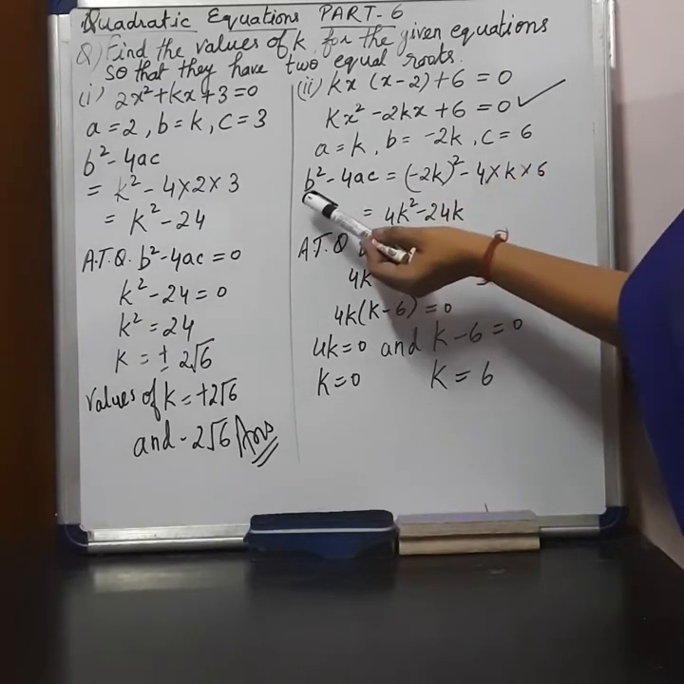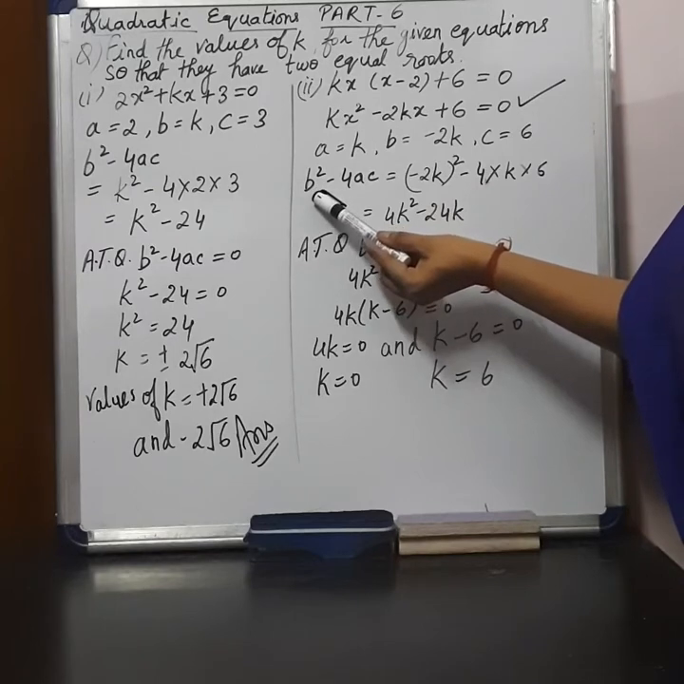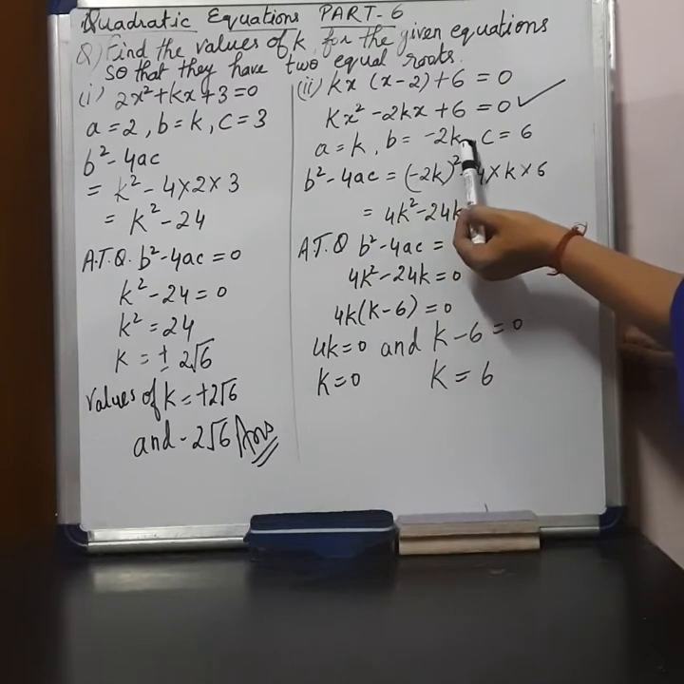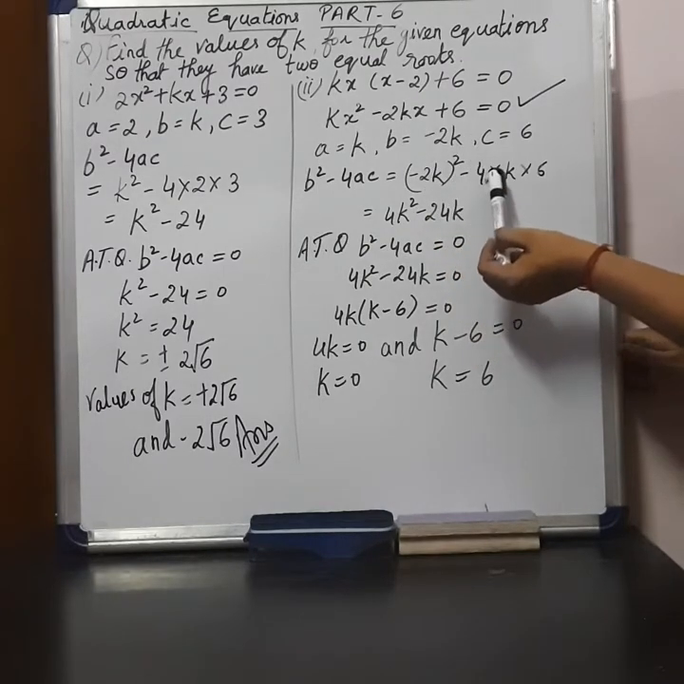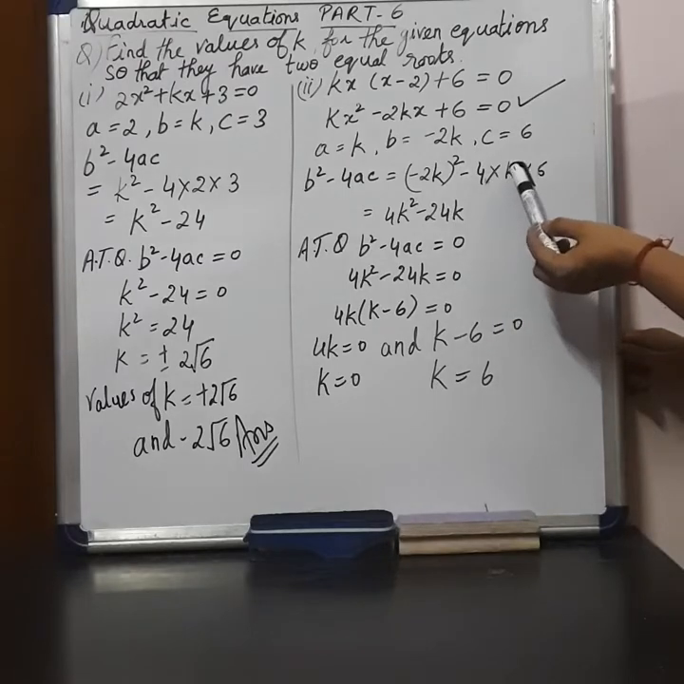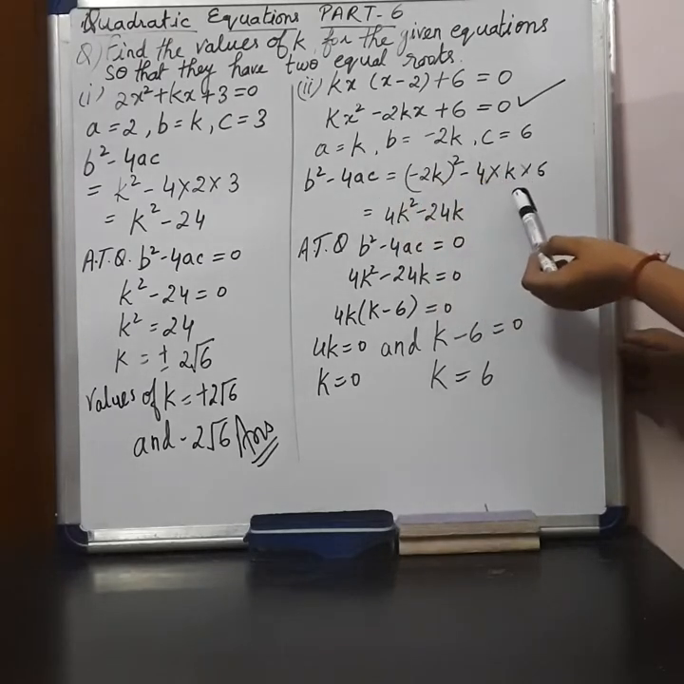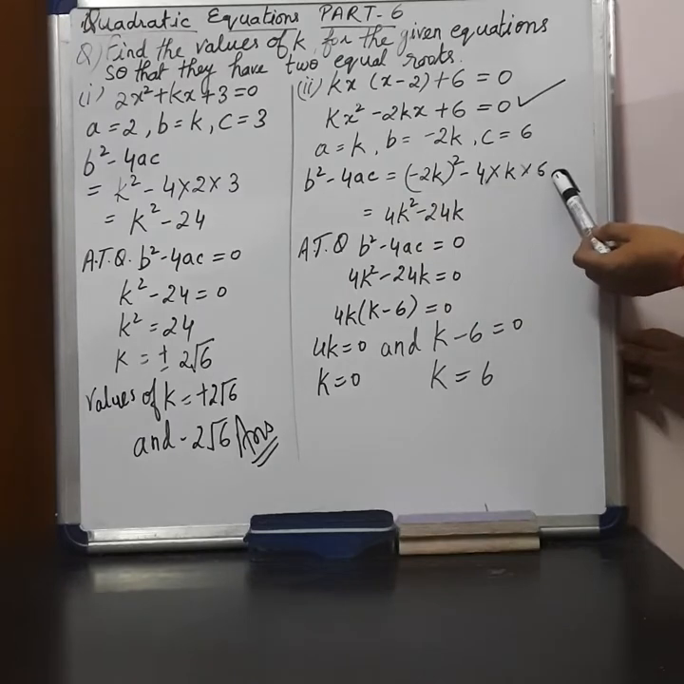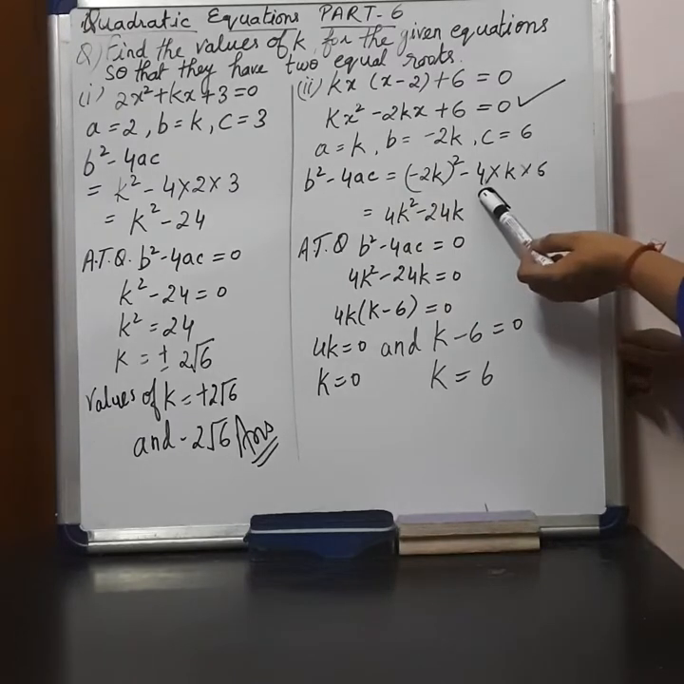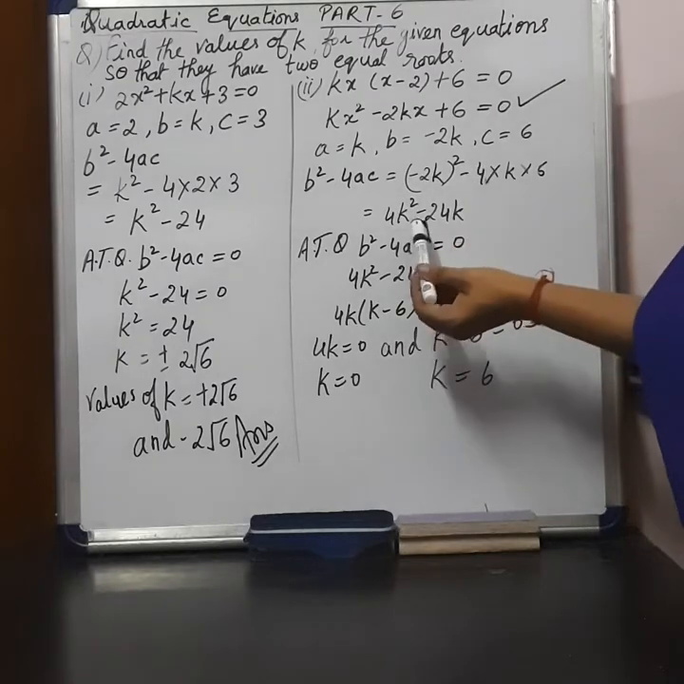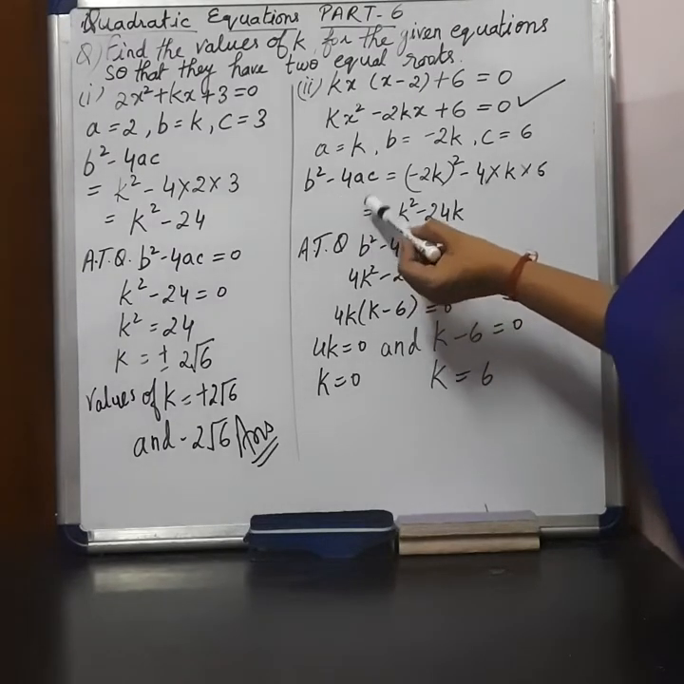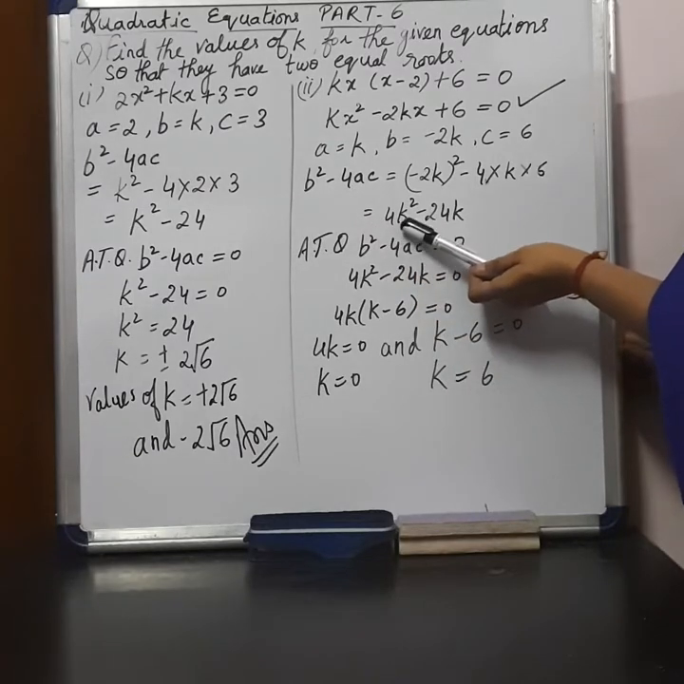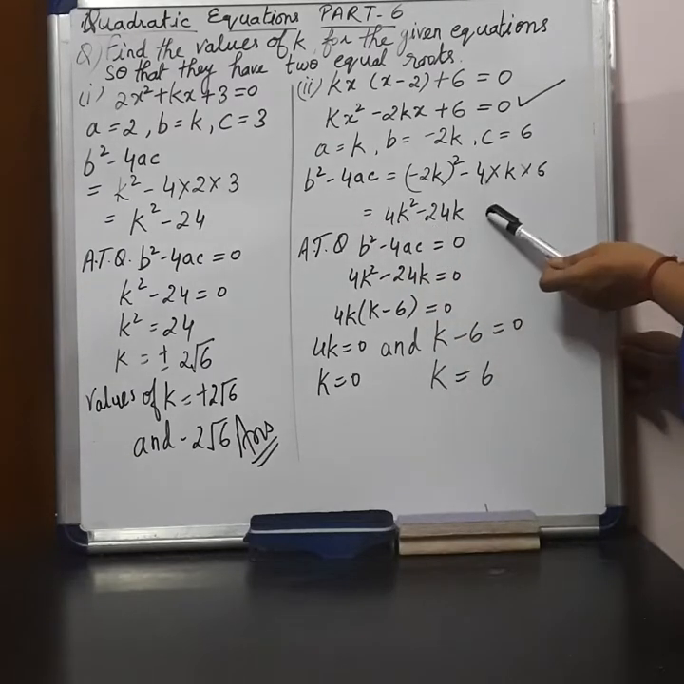Now next step, you will find out the value of b square minus 4ac. B square, the value of b is minus 2k. It will be coming minus 2k whole square, minus sign minus 4 multiplied by a, the value of a, that is k, and multiplied by c, it is coming 6, minus 4k6. So when you simplify this, you will be getting b square minus 4ac is coming 4k square minus 24k.